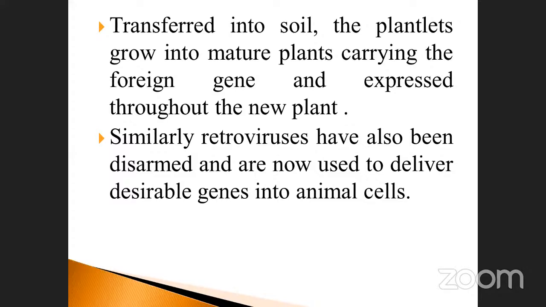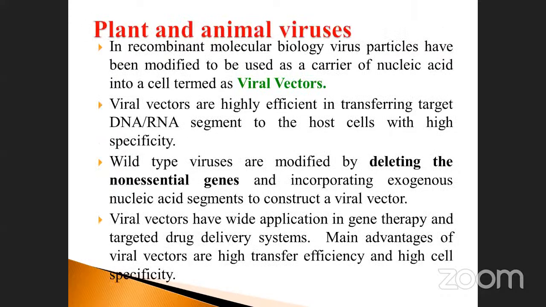Similarly, retrovirus have also been disarmed and are now used to deliver the desirable gene into the animal cell also. Plant to animal, animal to plant, like that. See that, plant and animal viruses. What are the plant viruses? What are the animal viruses? So virus, otherwise called bacteriophage, also acts as a vector. That's why it is called a viral vector. Okay. See that one?